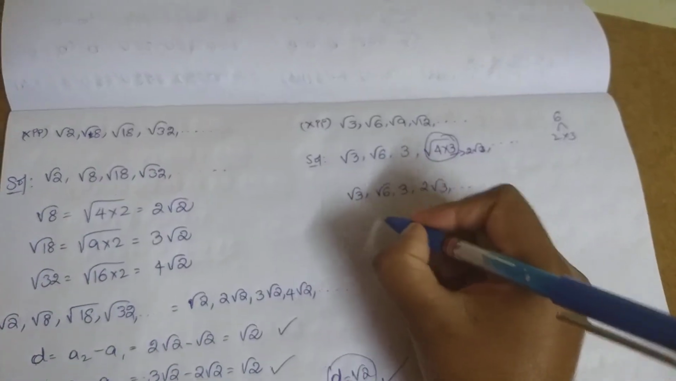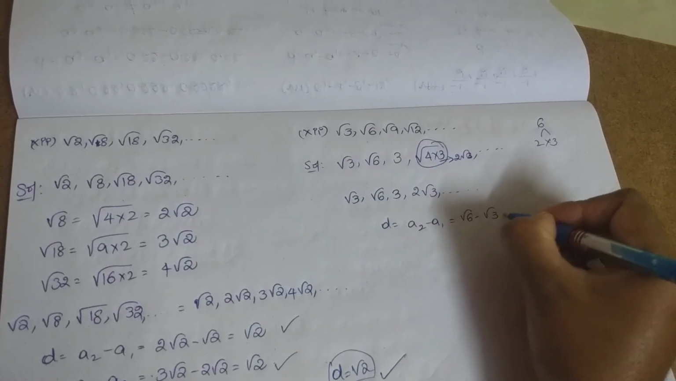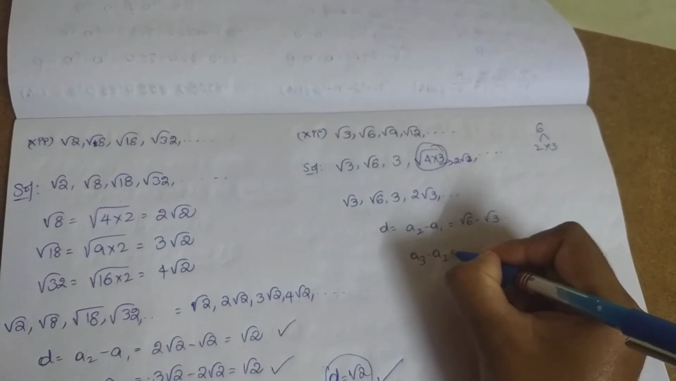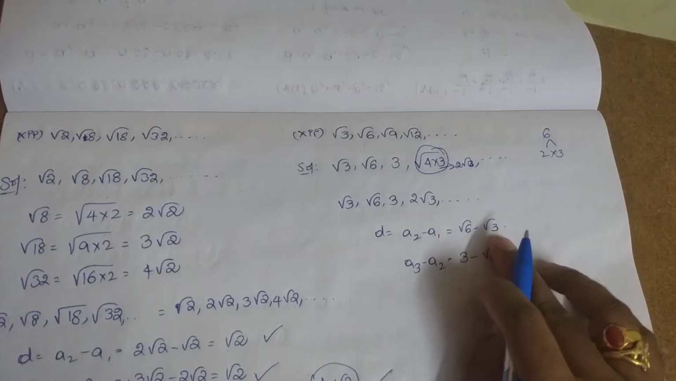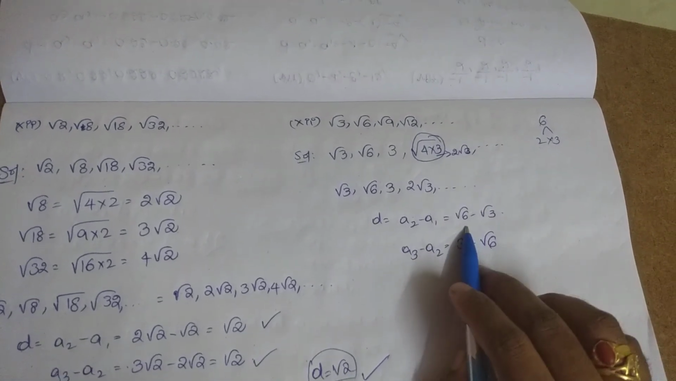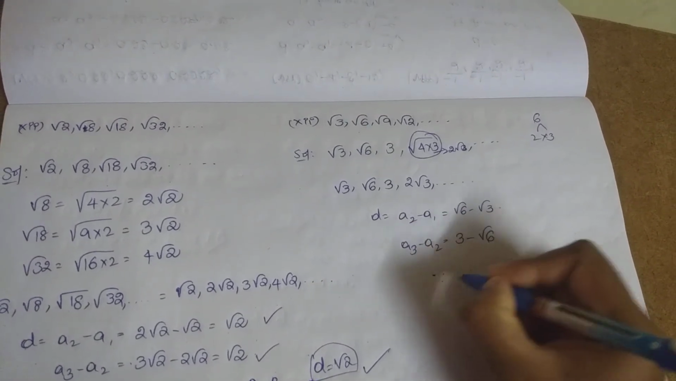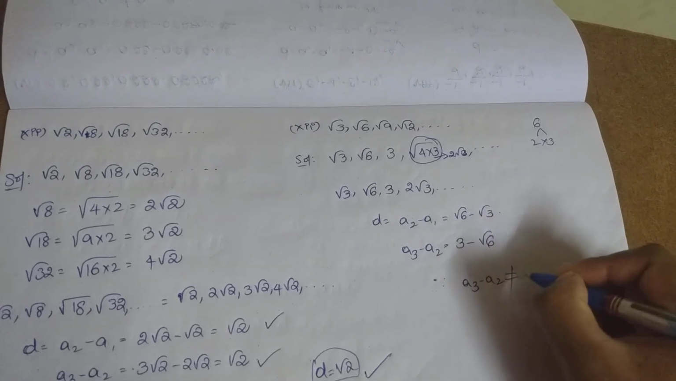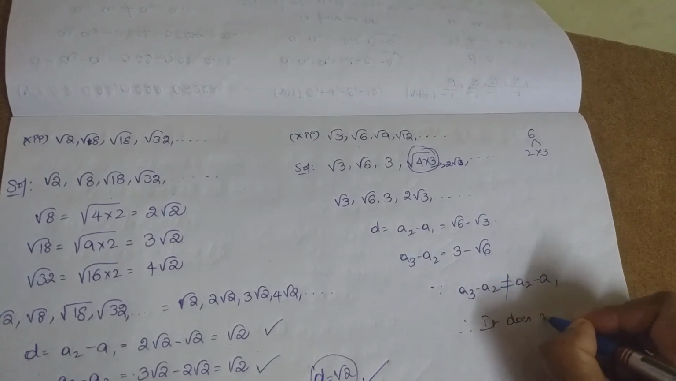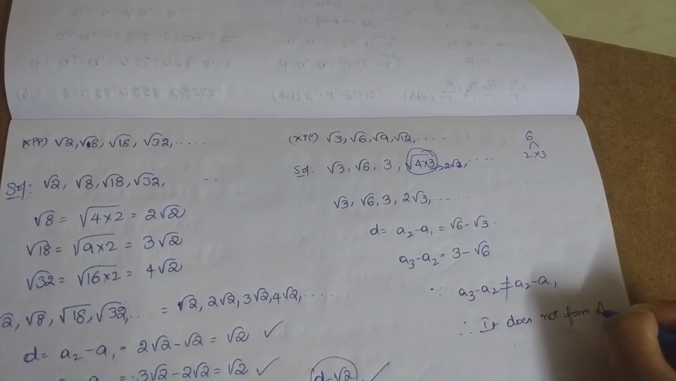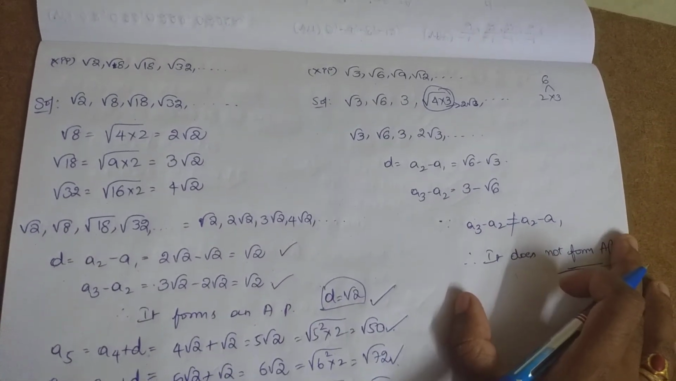So let's find the common difference first. d equals a2 minus a1 equals root 6 minus root 3. Again, a3 minus a2 equals, what is a3 here? 3 minus root 6, correct? So when you see here, are the values root 6 minus root 3 and 3 minus root 6 the same? No. Since a3 minus a2 is not equal to a2 minus a1, it does not form an arithmetic progression.